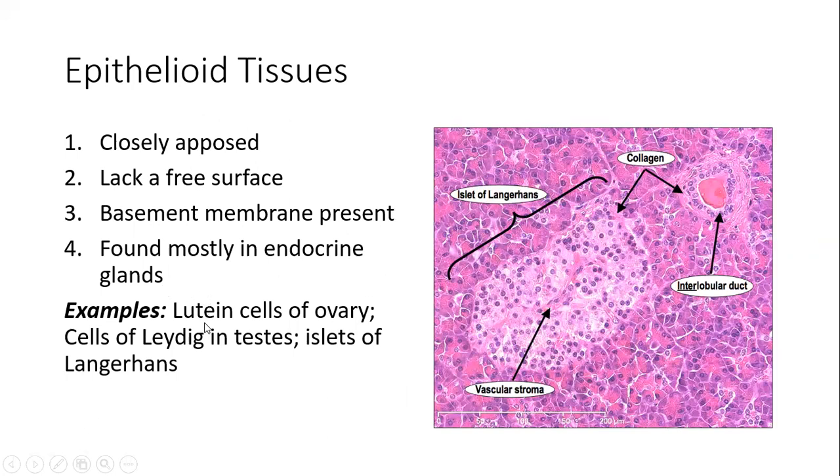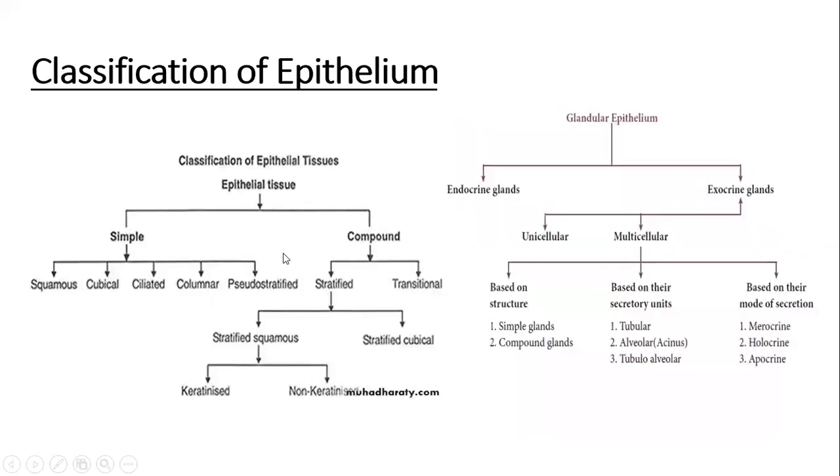Examples mentioned in the books of epithelioid tissues include the lutein cells of the ovary, cells of Leydig in the testis, and islets of Langerhans in the pancreas. Here, in this diagram on the right side of the slide, you can see an example. This slide is a microscopic diagram of pancreas. And here you can see an islet of Langerhans, which is considered an example of epithelioid tissue. Moving on to the classification of epithelium.